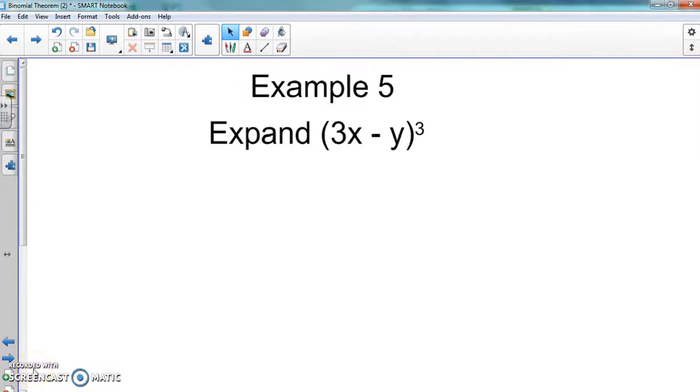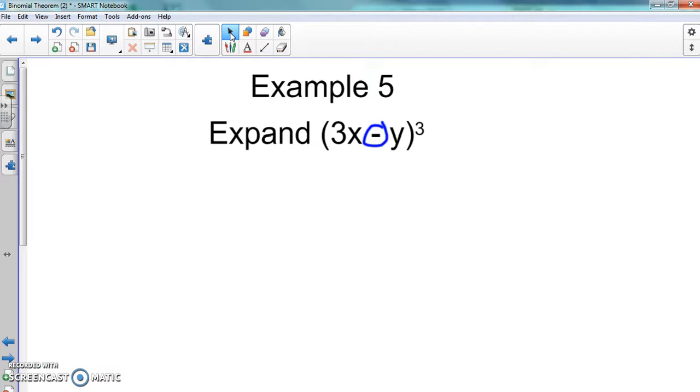All right. Example 5. We're expanding this out again. But what is different about this problem compared to the other problems we've done? And hopefully everybody's noticed that the difference is this part right here. So instead of us actually doing addition signs, we're going to do subtraction signs.